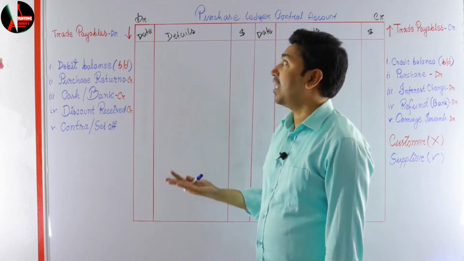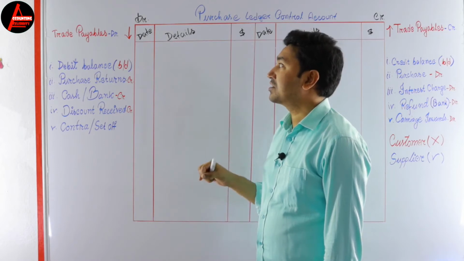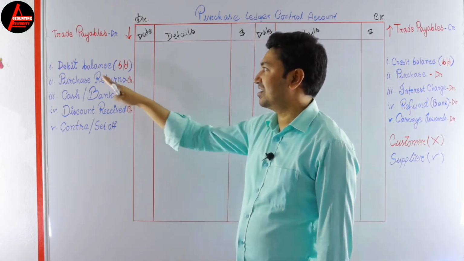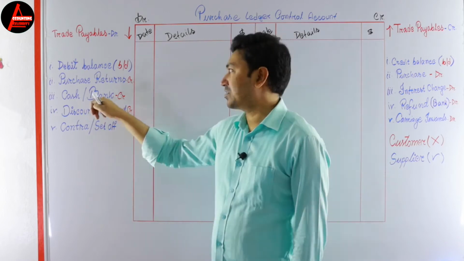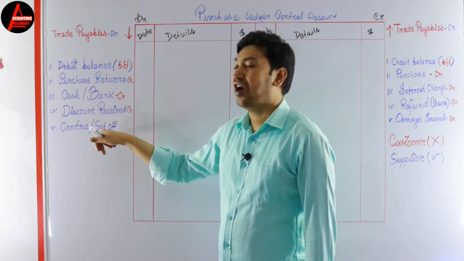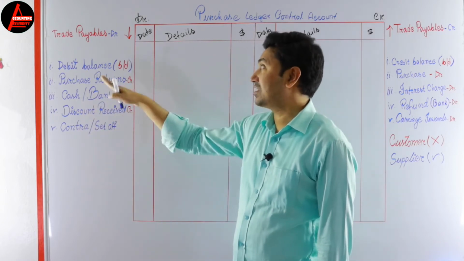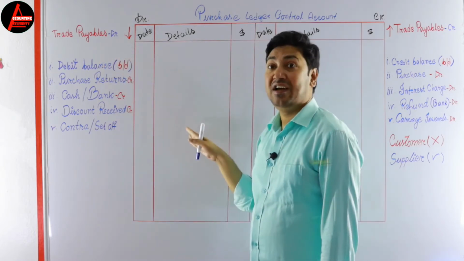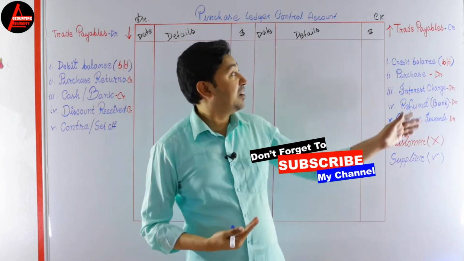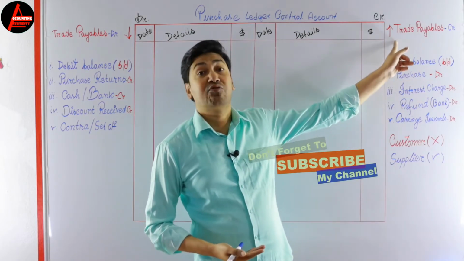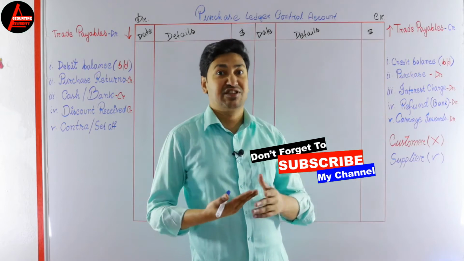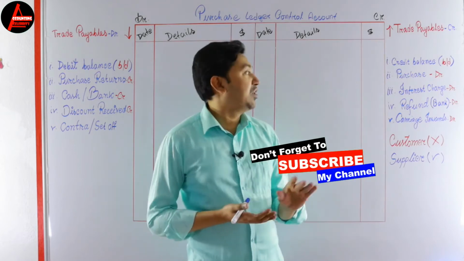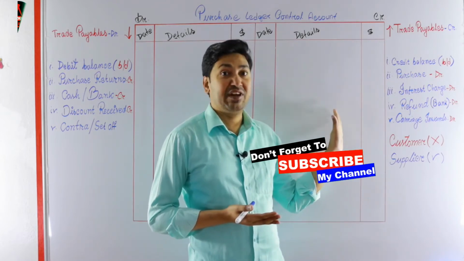So what items decrease the value of trade payables? Yes, these items: purchase return, cash bank, discount received, or contra. I'll show you later. These items will reduce the value of trade payables, so we will record in the debit side. And these items will increase the value of trade payables or creditors, or suppliers, so we will record in the credit side.